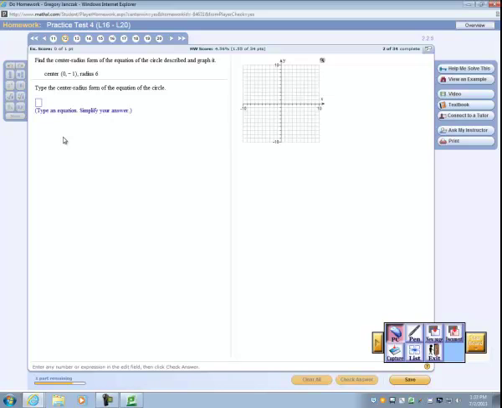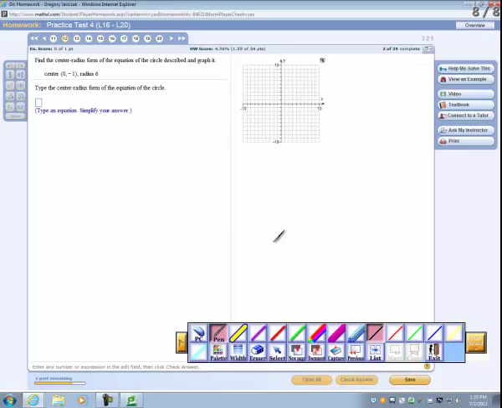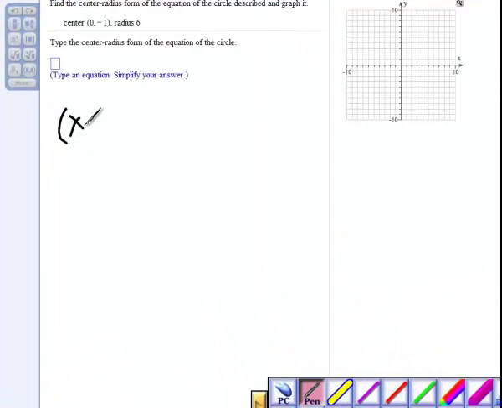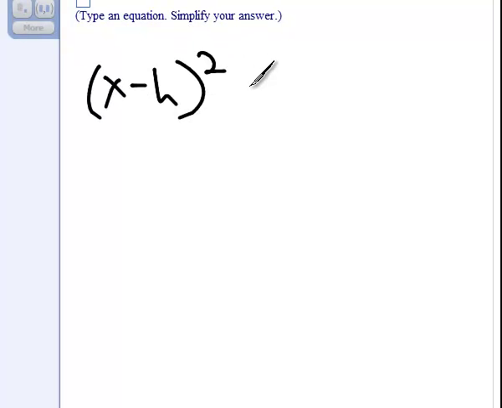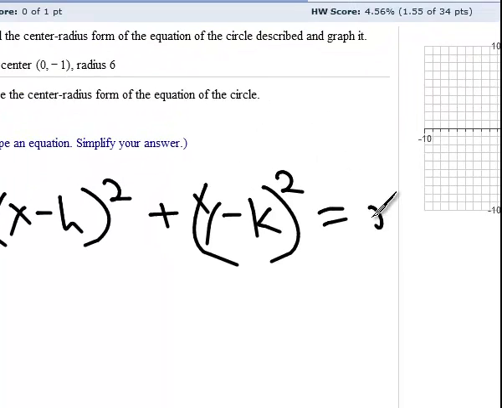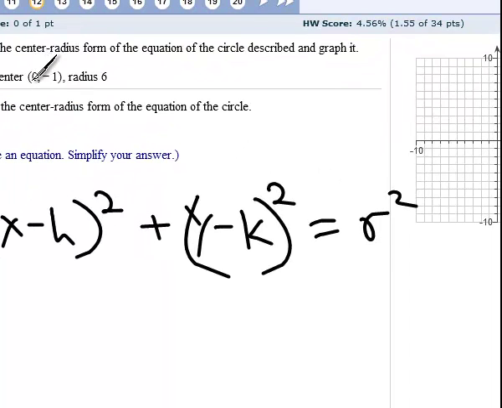Find the center and the radius of the equation of the circle described, and then graph it. Okay, again, you've got your (x minus h) squared plus (y minus k) squared equals r squared. The center is not x and y, it's h and k.